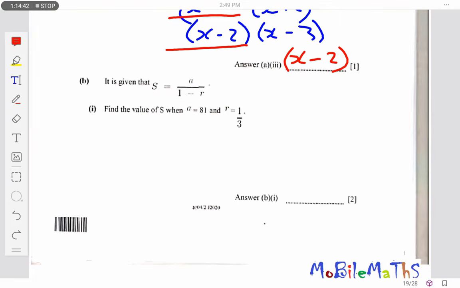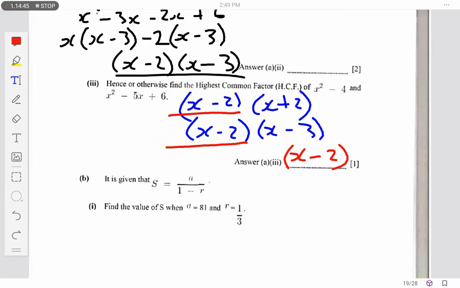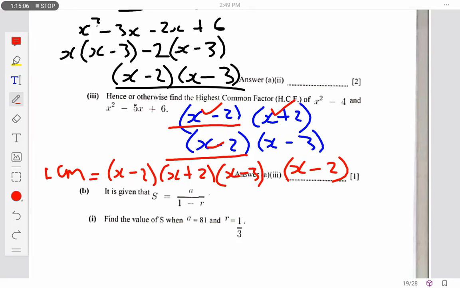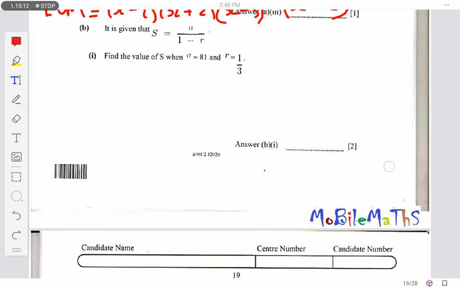Let's go to the next one. That was the last of it. If they had asked about the lowest common multiple, you were just going to take everything. You take x minus 2, then x plus 2, then the last one, x minus 3. That will be the term that all the terms can go into. Okay, let's do the last one.